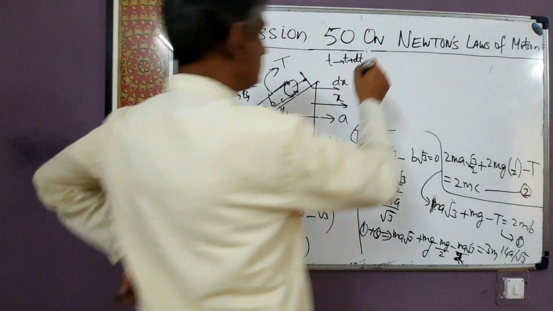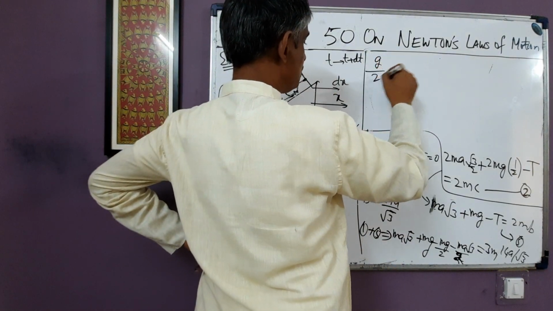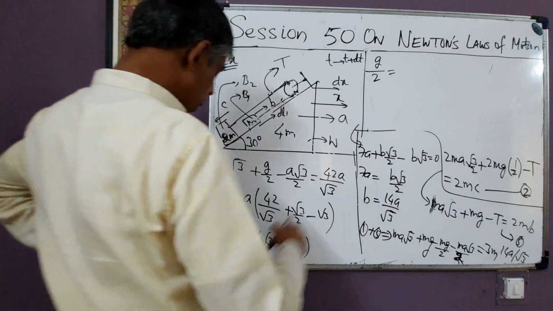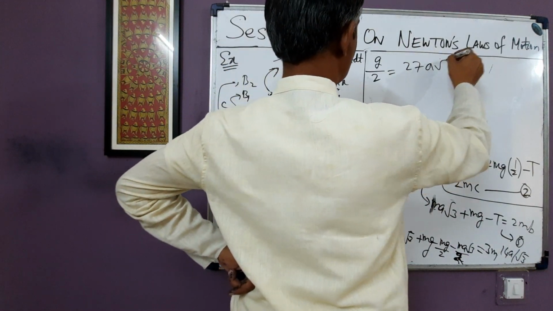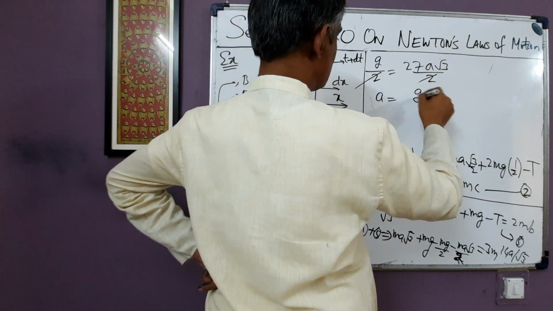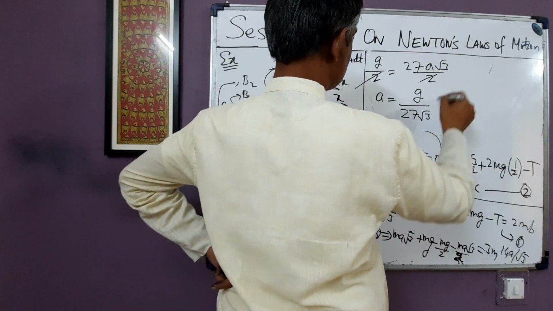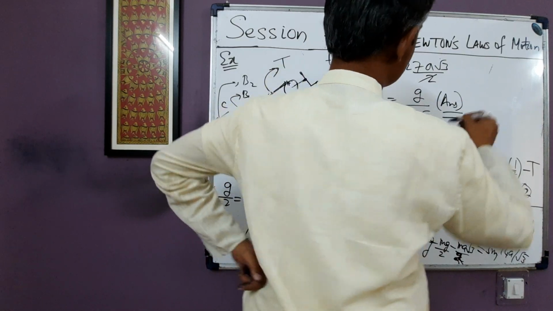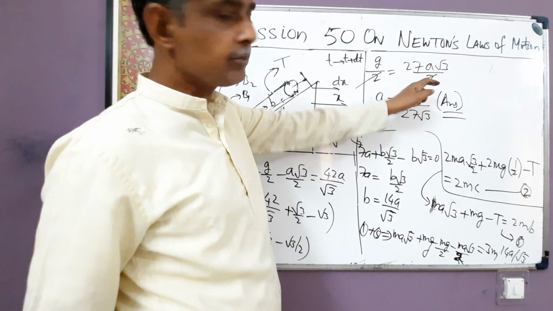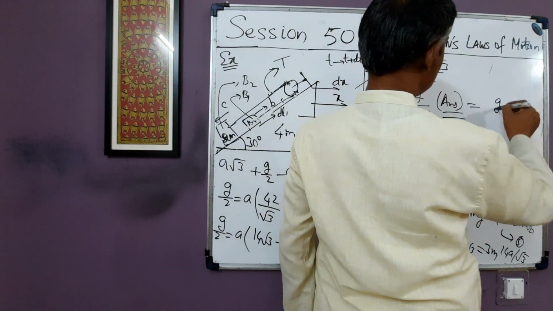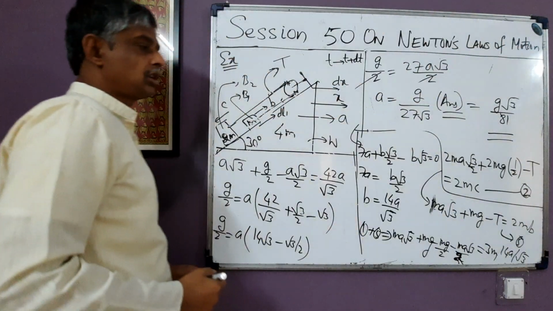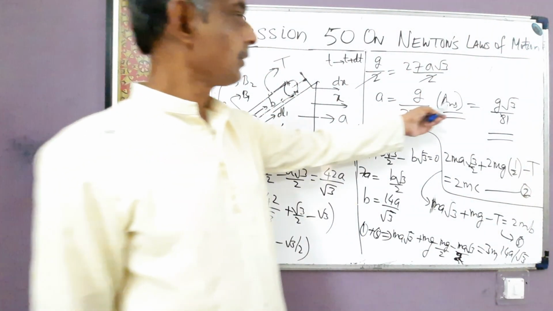So what do we get here? g by 2 is equal to 27 root 3 A by 2. So 2 and 2 cancel out. So A becomes g by 27 root 3, which is the required answer. If you want, you can multiply up and down by root 3, so this can be written as g root 3 by 81. g root 3 by 81 we can also write. ANS meaning answer.